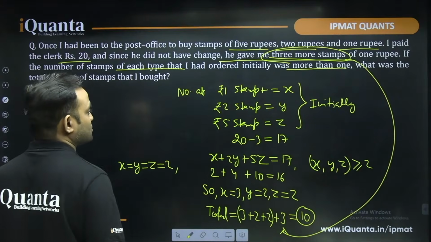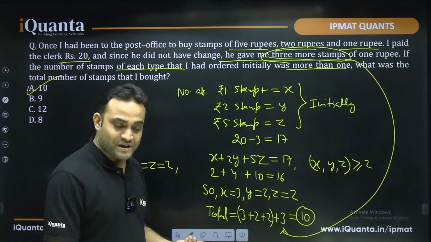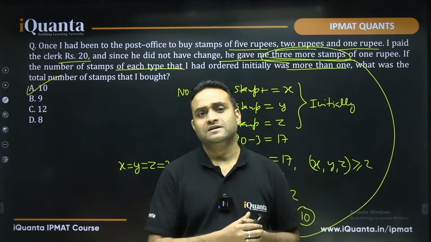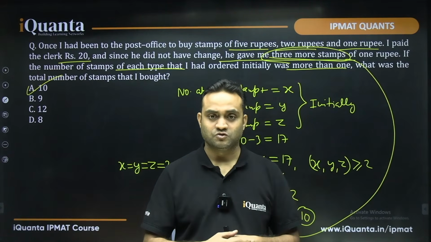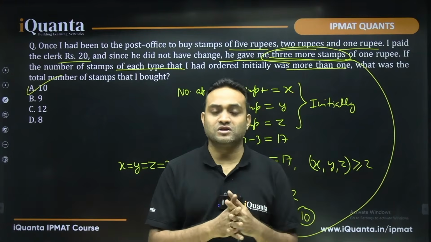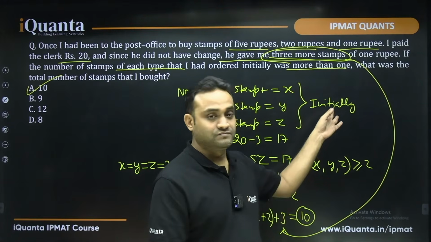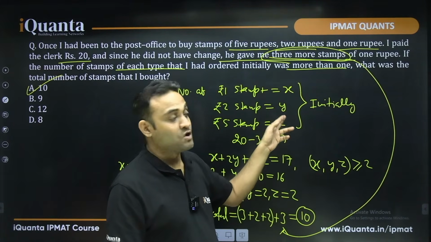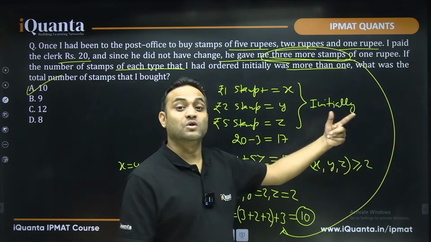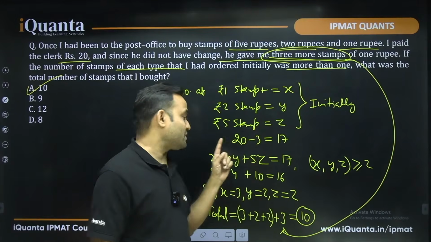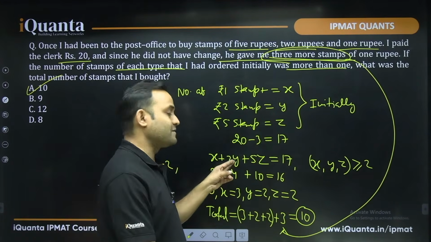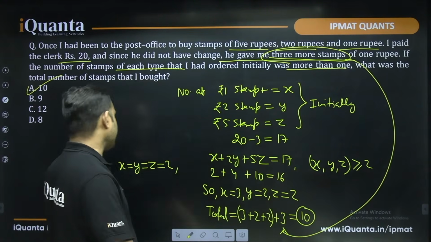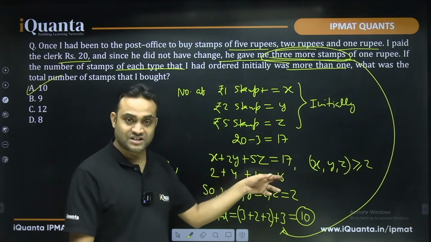Okay, so the question says that out of 20 rupees he bought some stamps, and in return he got all the stamps that he needed plus 3 more 1 rupee stamps, right? So basically he had bought 17 rupees worth of stamps initially. 1 rupee stamp is x, 2 rupees stamp is y, 5 rupees stamp is z. All of these values are greater than or equal to 2, more than 1. So x 1 rupee stamps is x rupees, y 2 rupees stamps is 2y, z 5 rupees stamps is 5z total value, this should be 17.